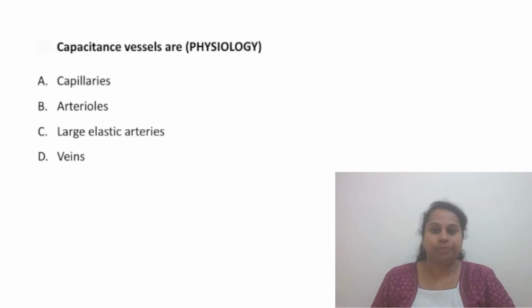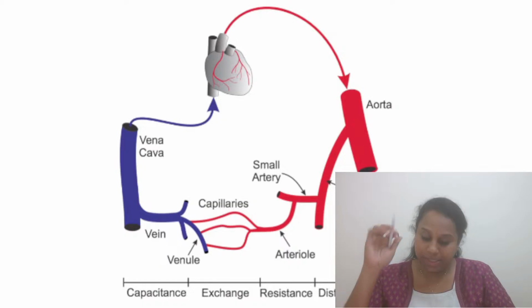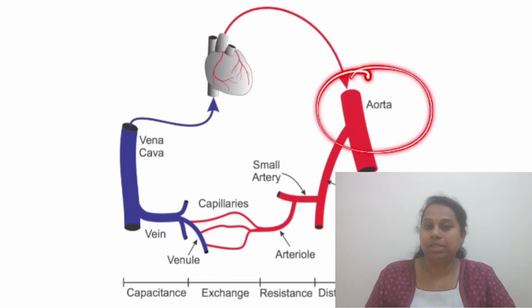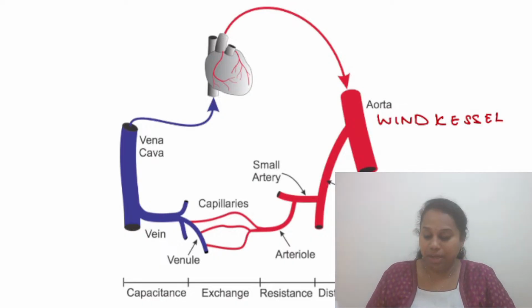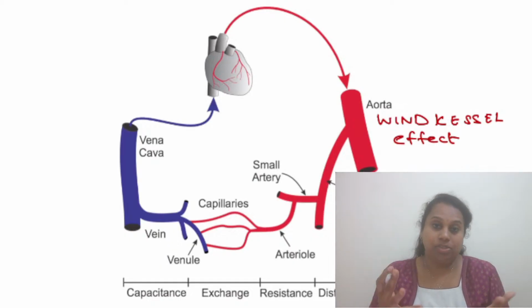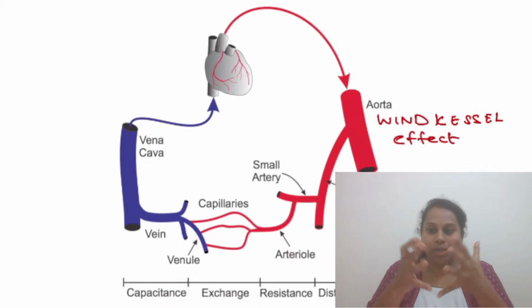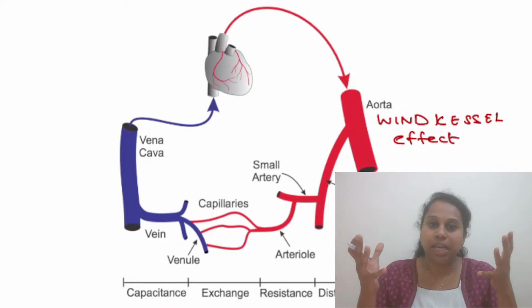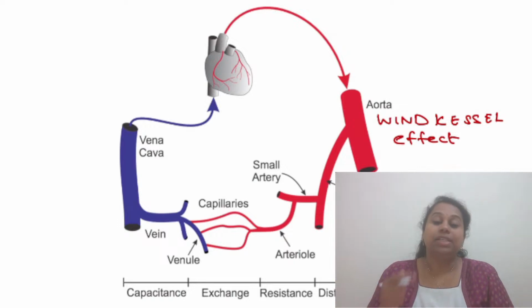Capacitance vessels are, in the entire vascular system, we give a special name for each of these blood vessels. Aorta is the largest blood vessel, and this is called the Windkessel vessel. The effect that happens in the aorta is called the Windkessel effect. Aorta is a large, highly elastic structure. Whenever the heart pumps blood into the aorta, the aorta can expand, it will hold the blood, and because of its elastic nature, it will recoil back. When the aorta recoils back with a great force, that is going to pump blood to every part of the body. That's called the Windkessel effect.